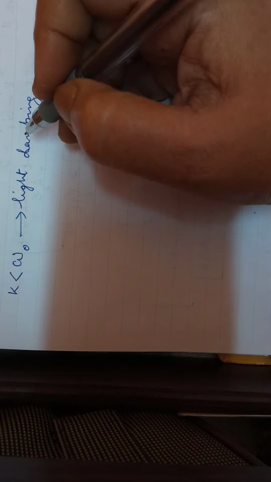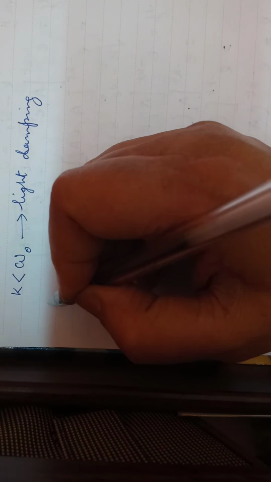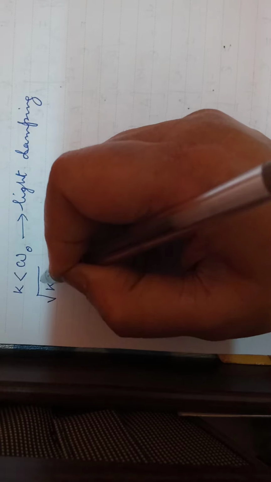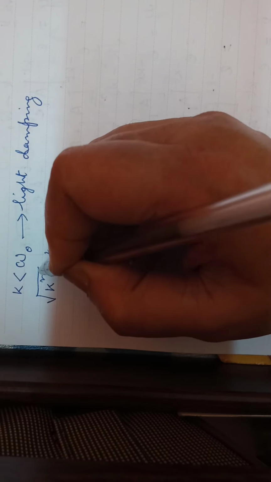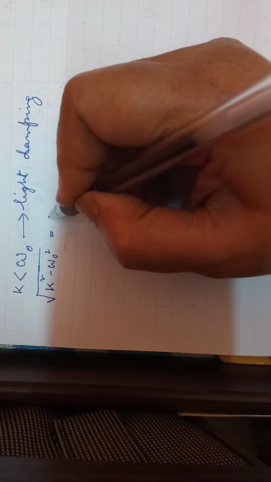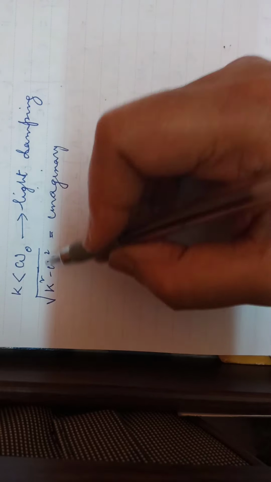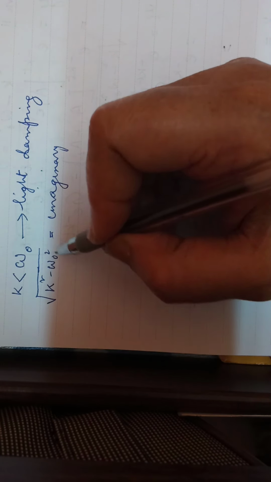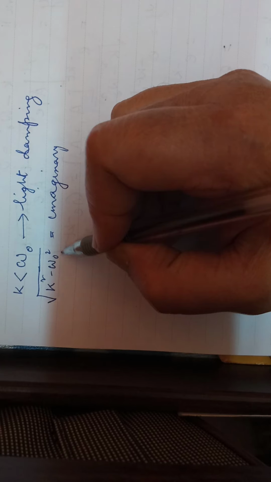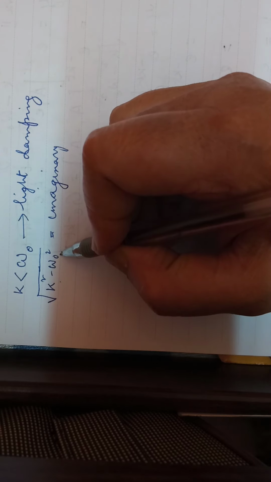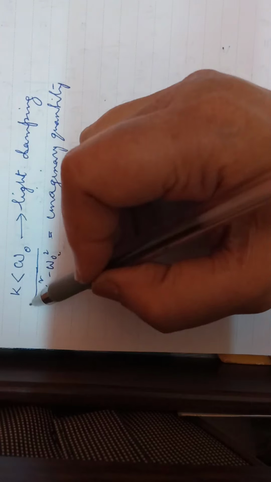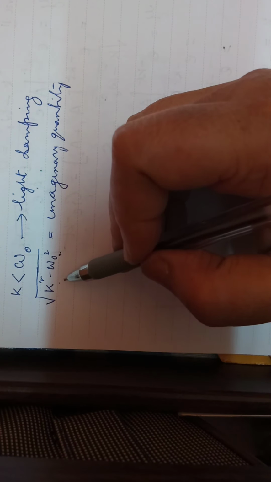You will see then the square root of k square minus omega 0 square becomes an imaginary quantity, isn't it? Because if k is less than omega 0, then this value will become negative. Under root negative is an imaginary quantity. So just by invoking this condition, you are introducing an i in your equation.